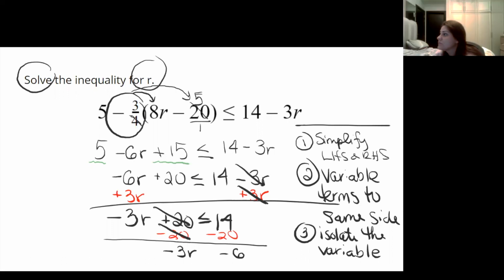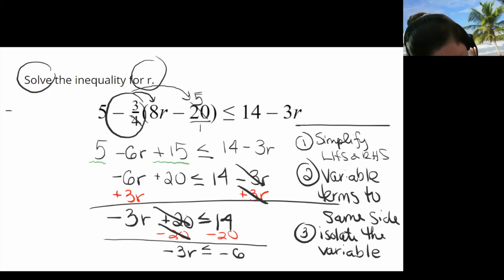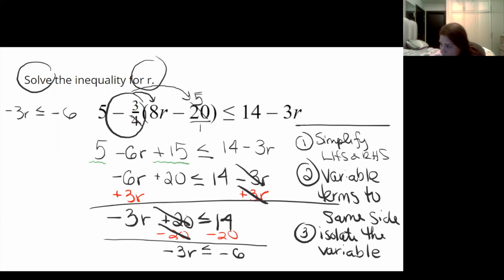It is the same. Nothing happens when you add and subtract. It'll never get affected by adding or subtracting. And our inequality symbol is only ever affected when we multiply or divide by a negative. Beautiful. Okay, so there's my new inequality. Negative 3r is less than or equal to negative 6. Now what? We divide.